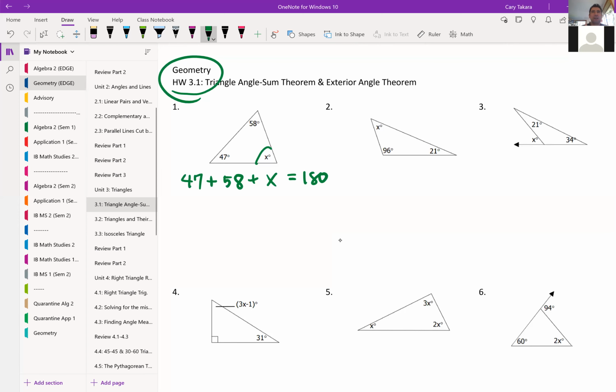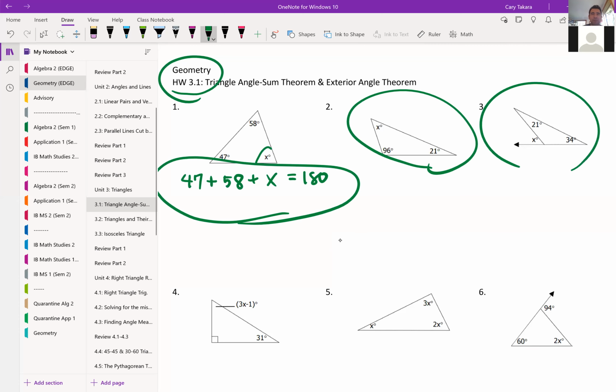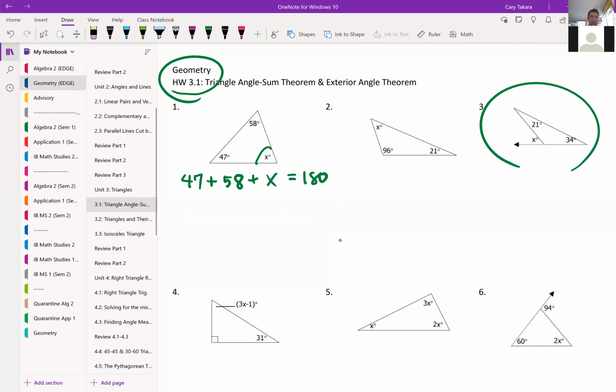The main task that I want you to accomplish is that you understand the equation, why that is true. Are you able to set up an equation by looking at each problem? We are using this plus this plus this. If you add all three interior angles, they're equal to 180. That's the angle sum theorem.